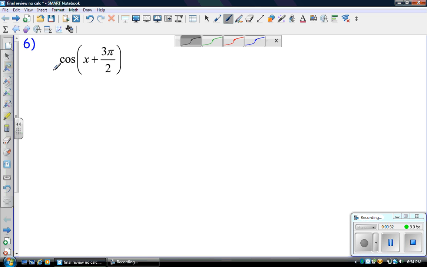Okay, number 6 wants the cosine of x plus 3 pi over 2. Remember, you can't distribute the cosine through or anything like that. This is not a number. It doesn't get distributed. It's an operation. This is the cosine addition identity.